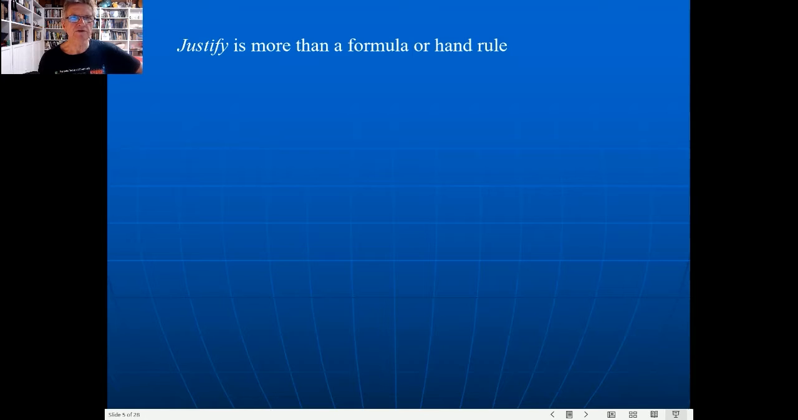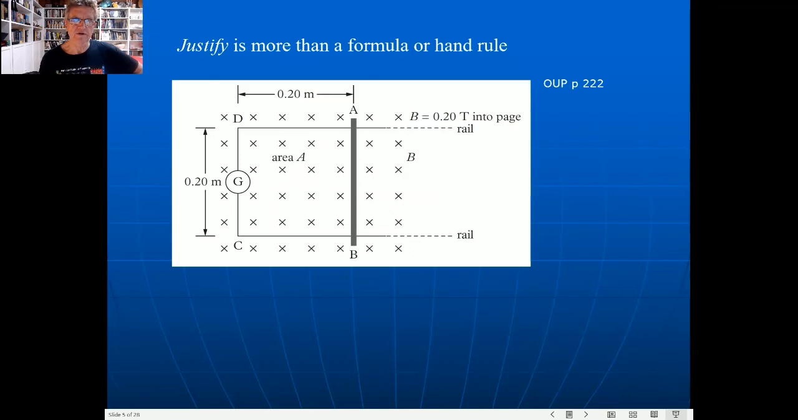So those sorts of rules are ways of working out the direction of currents or fields or whatever, but they're not justifying it. You want to look at the theory that went behind the hand rule and talk about that rather than the hand rule. So for instance, here's a question.